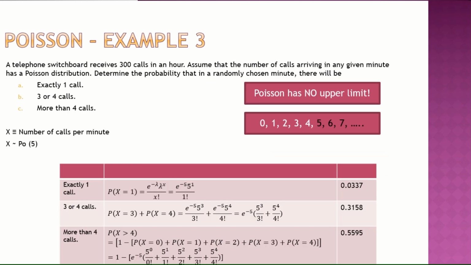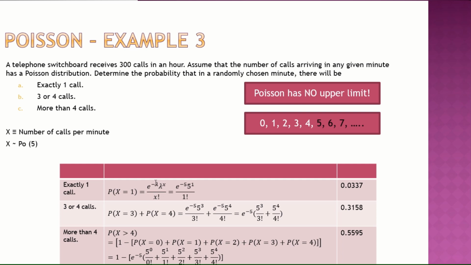Exactly one call. Again, I'm repeating, Poisson has no upper limit. You have 0, 1, 2, 3 until where you don't know where it ends because the n is not given to you. So you start off with writing your event, number of calls per minute. It's a Poisson distribution with a lambda of 5. Do you see that? Okay, exactly one call. So probability of x equals to 1. This one is easy. Then you put it into the formula, okay?